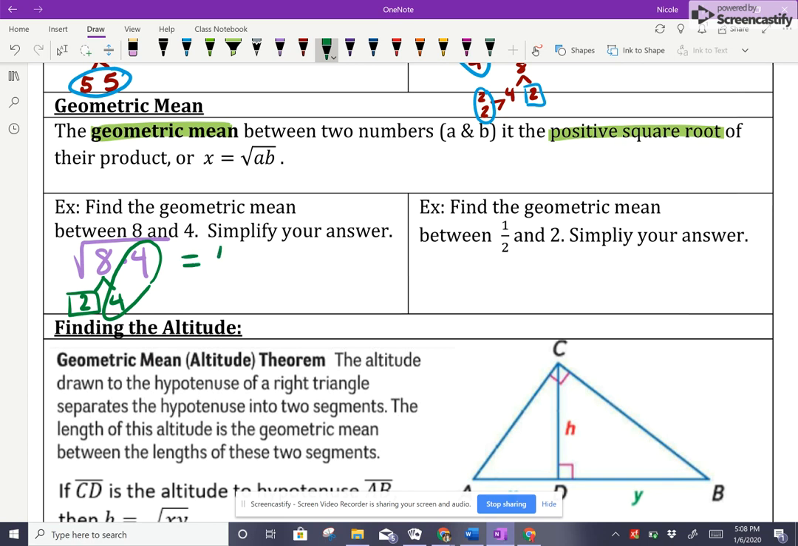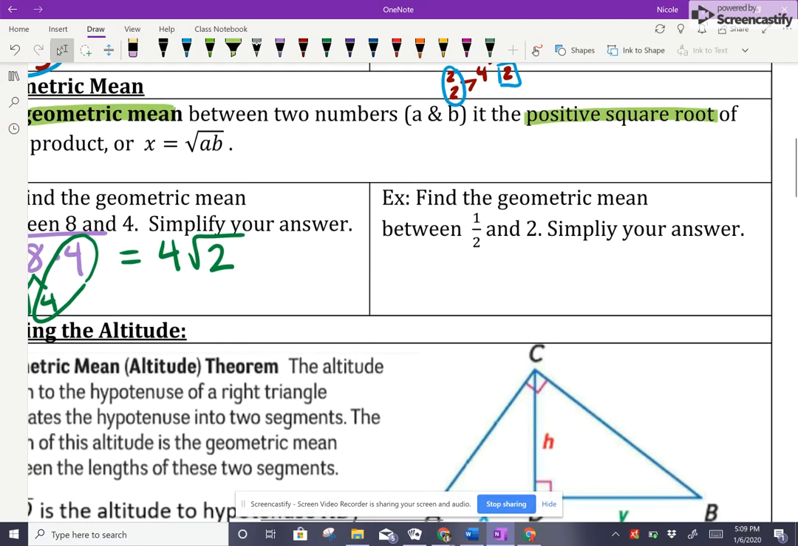So that pair of 4s is going to go outside, and then the 2 stays on the inside. So the geometric mean between 8 and 4 is 4 square root of 2. That is our simplified answer. Let's take a look at another one.